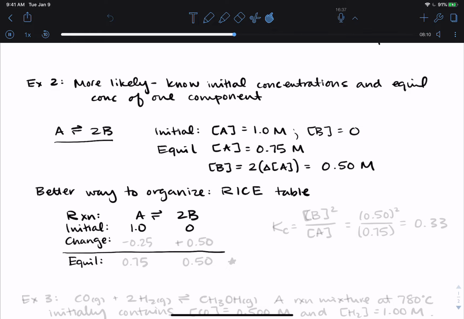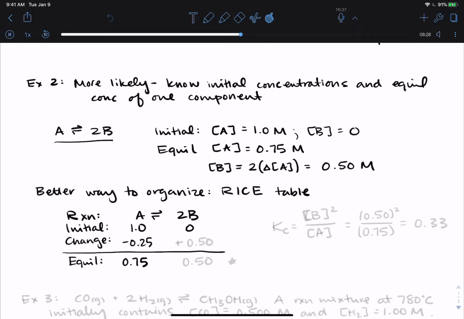I know that at equilibrium, my A was at 0.75 molar. So in this column, I know exactly what to fill in, which is that my change is that A went down by 0.25 molar.